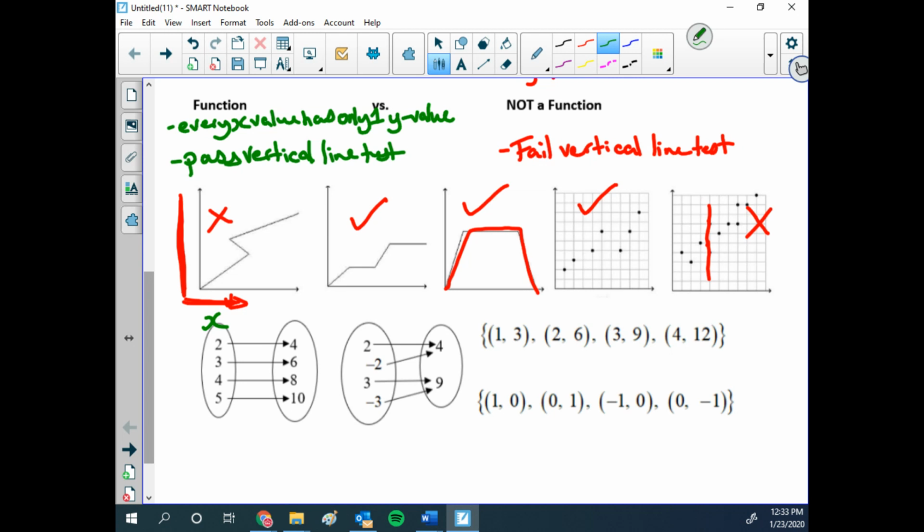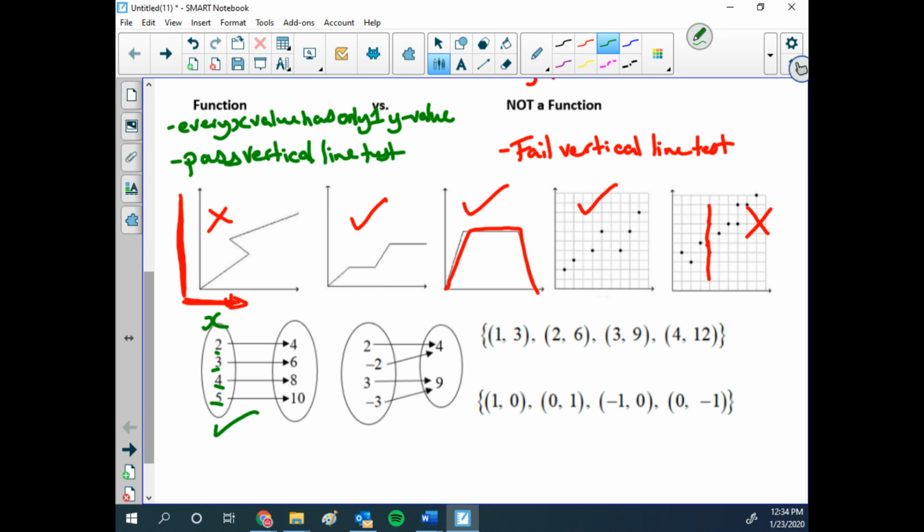So if I'm using this definition, every x value has only one y value. That's going to make it a function. Otherwise, it's not a function, and it can have multiple x and y values. Do I have a whole bunch of different x values in this example? Did any of them repeat? No, none of them repeat. And every x value has a different y value. So it's good. This is going to be a function.